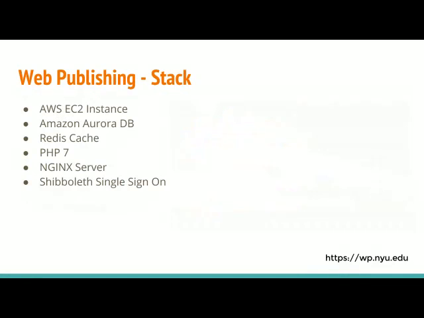Giving a little look at the infrastructure that we manage for our web publishing service, we're using AWS EC2 instances for our server, an Aurora database, our Redis cache, PHP 7, Nginx server, and Shibboleth single sign-on. A lot of these things are something that we developed and evolved eventually. So these are the kind of things that we think are important for understanding or deciding on when you want to move forward with a large-scale WordPress multi-site.